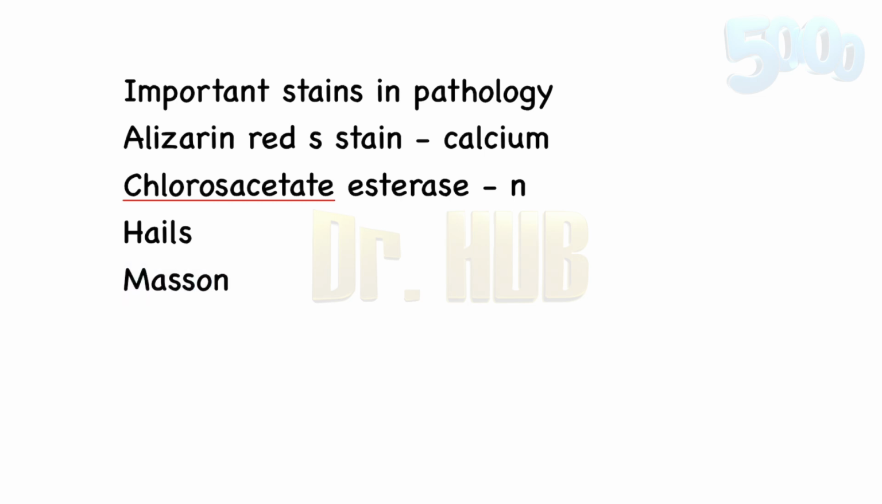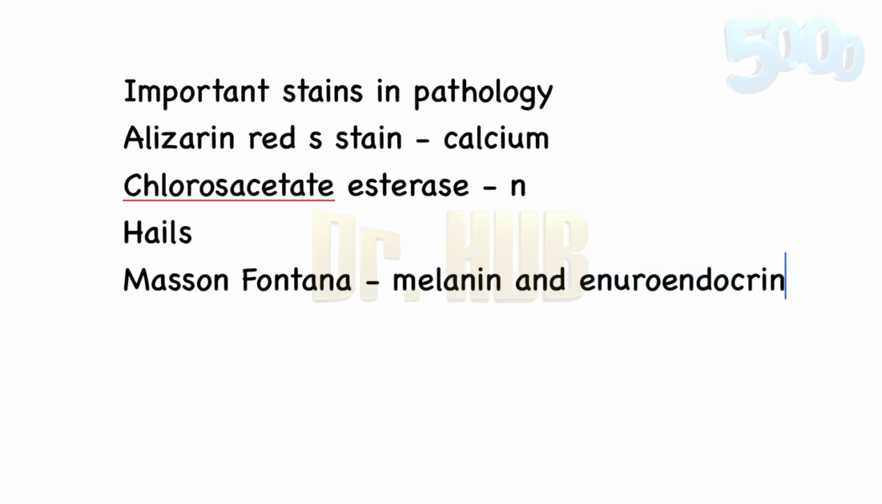Then moving on to the Masson-Fontana. The Masson-Fontana stain is for the melanin and some neuroendocrine cells. So Masson-Fontana is for the melanin as well as the neuroendocrine cells. Then we move on to the Perls' Prussian blue stain.